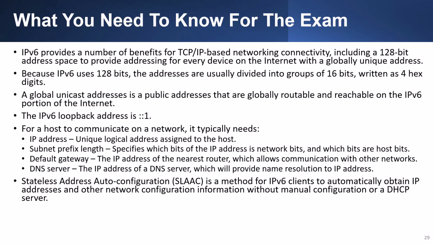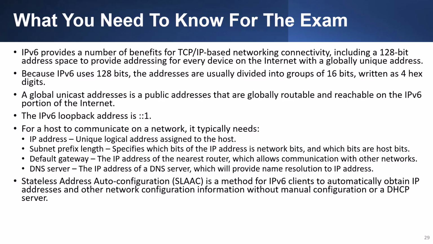In summary, IP version 6 provides a number of benefits for TCP/IP based networking connectivity, including a 128-bit address space to provide addressing for every device on the internet with a globally unique address. Because IP version 6 uses 128 bits, the addresses are usually divided into groups of 16 bits written as 4 hex digits. A global unicast address is a public address that is globally routable and reachable on the IP version 6 portion of the internet. The IP version 6 loopback address is ::1.